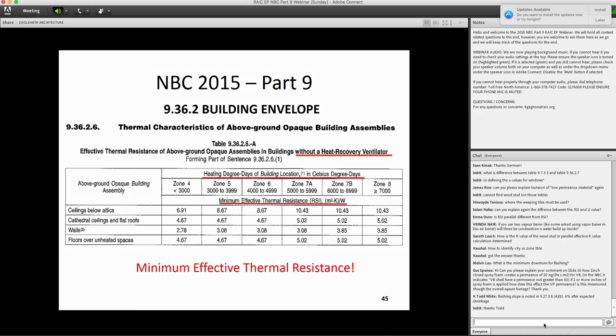Cannot find wood stud in those tables. I don't know exactly what it's referring to, but I'm pretty sure we will be able to find them. I'll check it out.